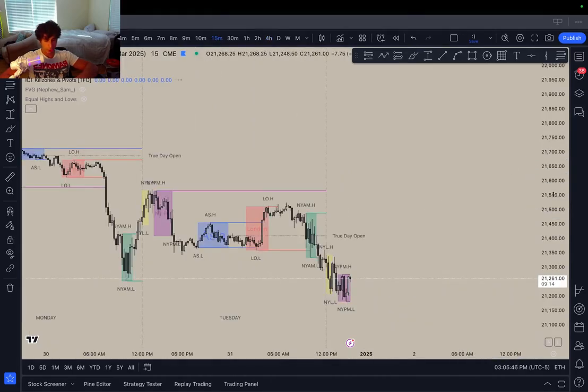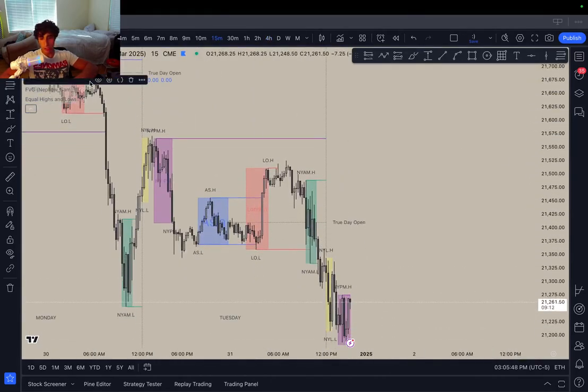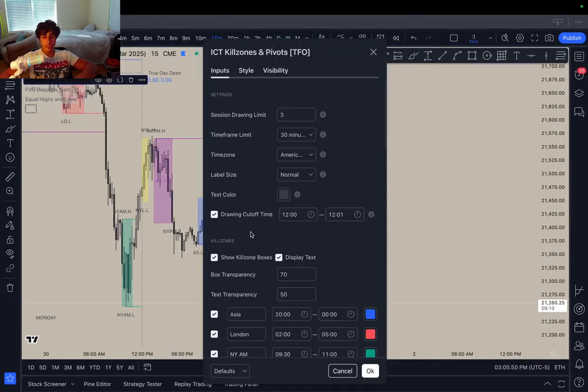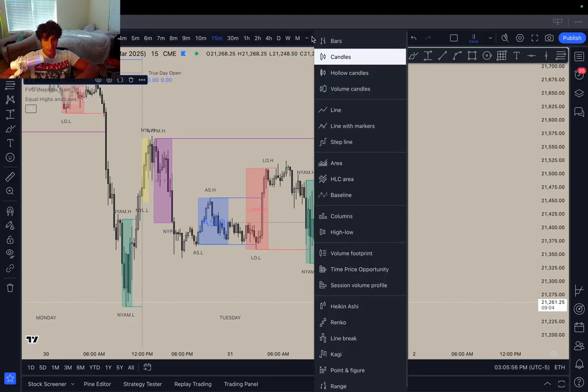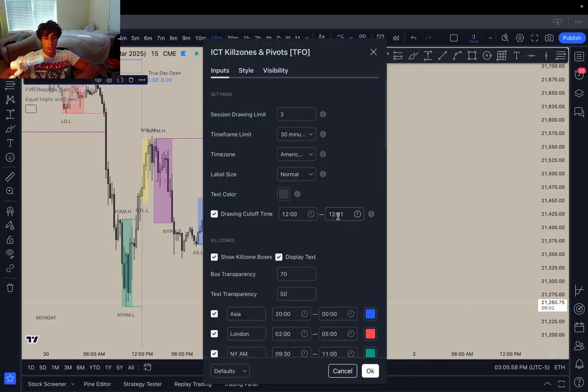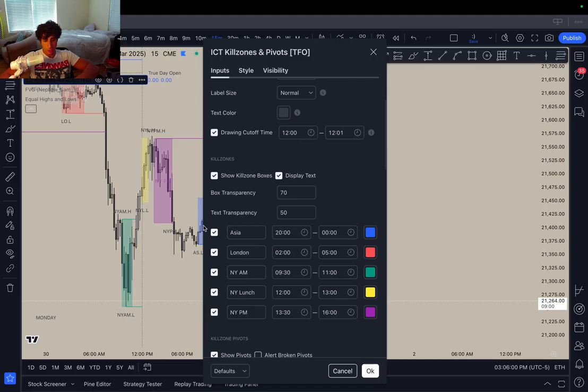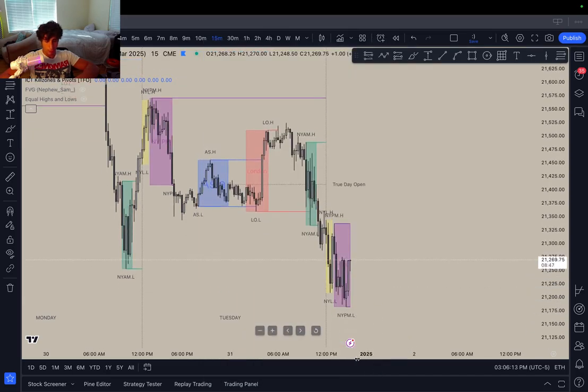I mean, we can look at it in a chart example. As you can see here, this is actually really important. ICT kill zones and pivots is the indicator I use. It's from TFO, so ICT kill zones and pivots by TFO. Screenshot this. This is the sessions, right? So London session from 2 to 5, 8 to midnight, 9:30 to 11, 12 to 1, 1 to, it should be 1 p.m. to 3, but yeah.